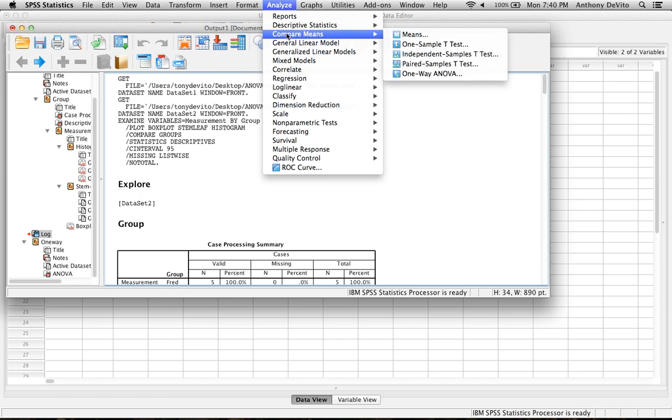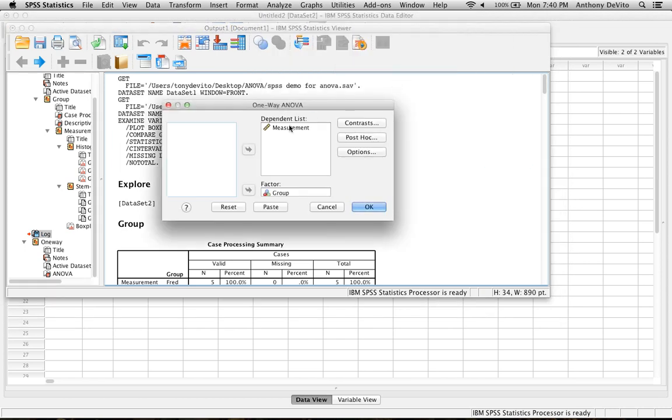Analyze, compare means, one-way analysis of variance. Now before we were in this situation, I'm going to move the measurement, the numbers I'm finding the means of, into the dependent list. And I'm going to move the groups, Jim, Alice, Fred, Bronx, Brooklyn, Queens, etc., into the factor box. Then we're finding the means for the groups separated from each other, not just that whole list of data.